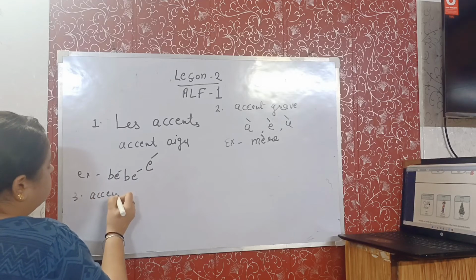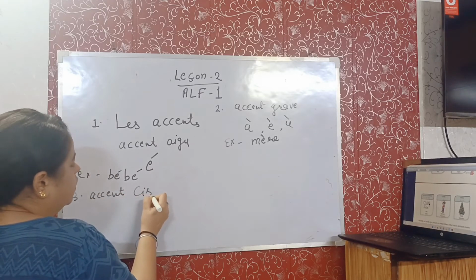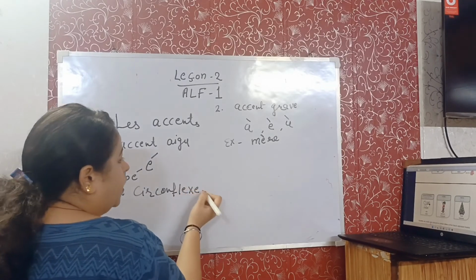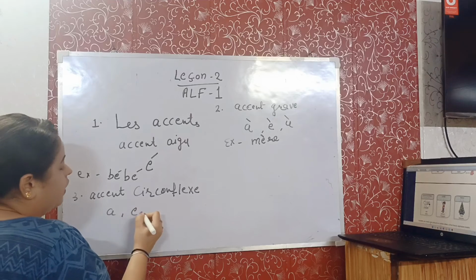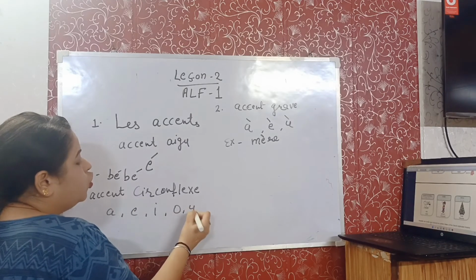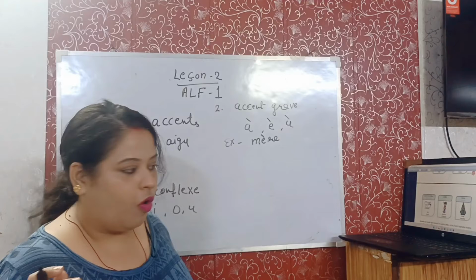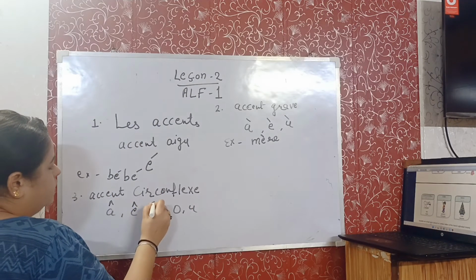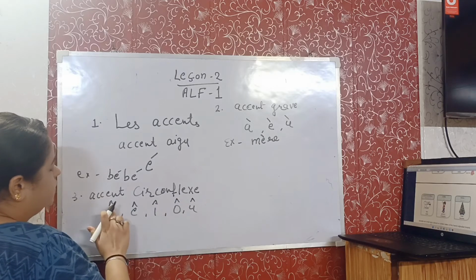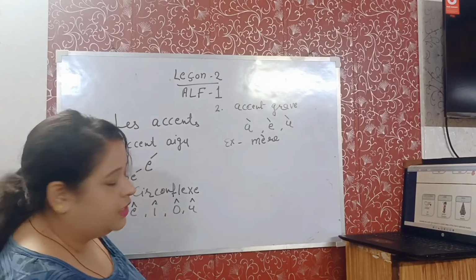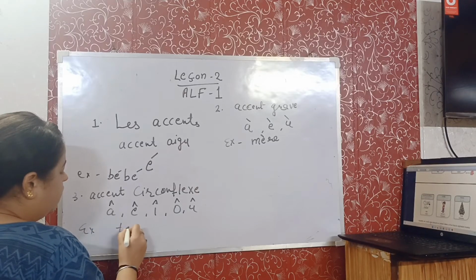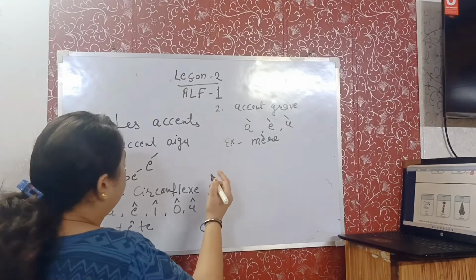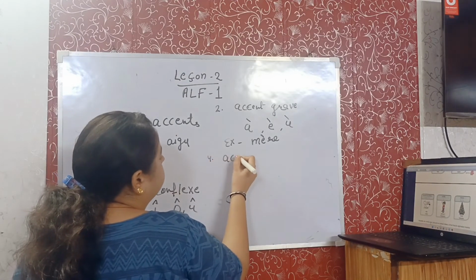The third accent is accent circumflex, which comes on the vowels A, E, I, O, U, on all the vowels. It's like a little cap over the letter, like this. This is called accent circumflex, and the example is tête. Tête means head.